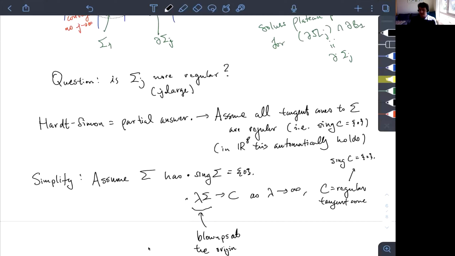Then I want that sigma limits to a regular tangent cone. And so regular just means that it has no singularities other than the origin. And that's the Hart-Simon assumption. And hidden in this assumption, I'm assuming that it's independent of the sequence. And in fact, we know that this is true by work of Leon Simon. When you have a regular tangent cone, it's unique. But in general, you don't really need to do this in the argument, and you could argue slightly differently.